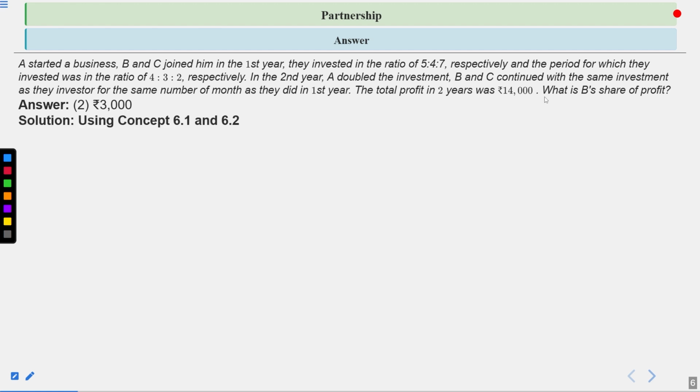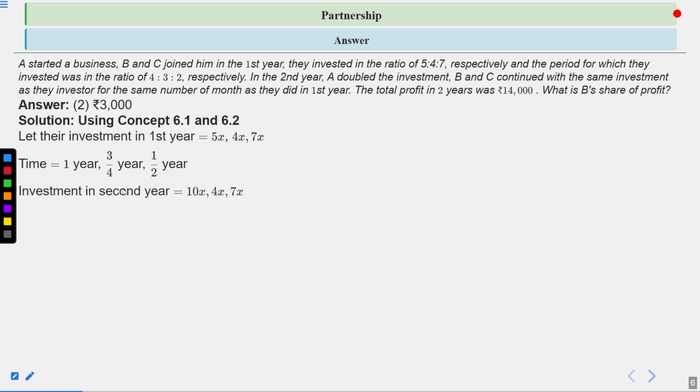Now see the detailed solution using concept 6.1 and 6.2 in this question. So let their investment in the first year be 5x, 4x and 7x, because the ratio is given. The time is given, which is 1 year, 3/4 year and 1/2 year. Now in the second year the investment becomes, multiplying it, 10x, 4x and 7x, and the time is 1 year, 3/4 year and half year. Now the profit ratio will become, multiplying it, 15 ratio 6 ratio 7.